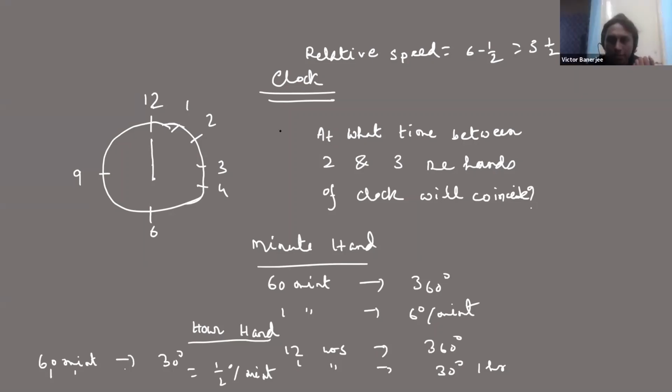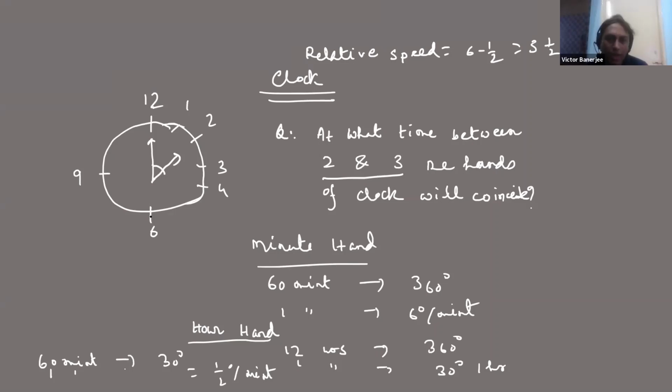Okay. Now let's come back to the question. This was the question: at what time between 2 and 3 the two hands of clock will coincide, right? So let us draw 2 o'clock. Between 2 and 3, so the initial time is 2 o'clock. As it is 2 o'clock, what will be this angle, Suhani? So I am not sure, but 30 degree.